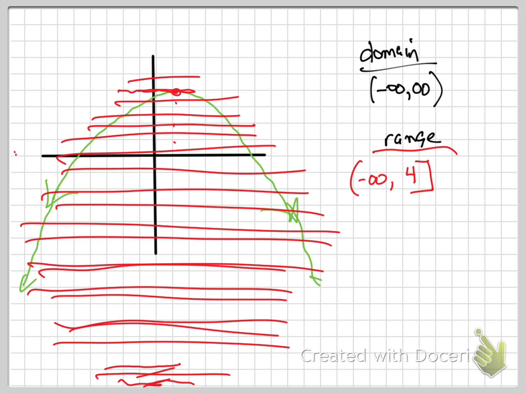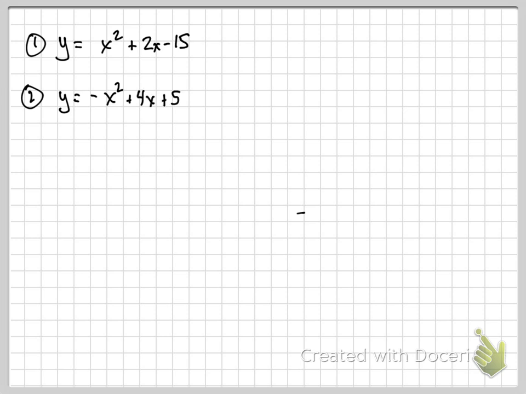Your homework is you're going to graph, you're going to find the vertex, you're going to find the x-intercepts, you're going to graph it, and you're going to give me domain and range. So, number one, y equals x squared plus 2x, subtract 15. Number two, y equals a negative x squared, plus x plus 6. Nope, I lied. Don't want to do that to you. Let's go plus 4x plus 5.